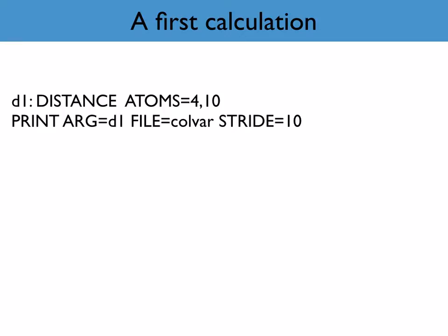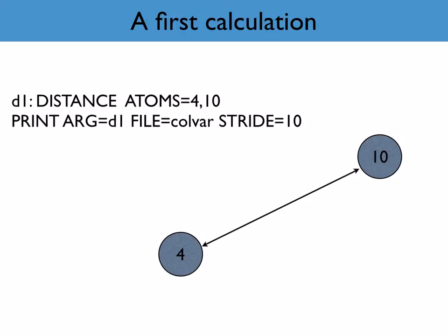This slide shows about the simplest thing that we can do as a result of this passing of the atomic positions between the MD code and PLUMED. This input instructs PLUMED to take the positions of the 4th and 10th atoms in the MD code's input file and to calculate the distance between them. The value of this distance is then printed to an output file called colvar on every 10th step of the MD calculation.